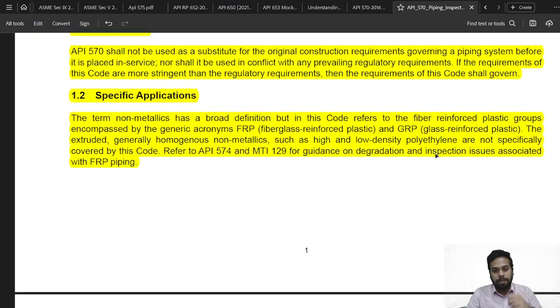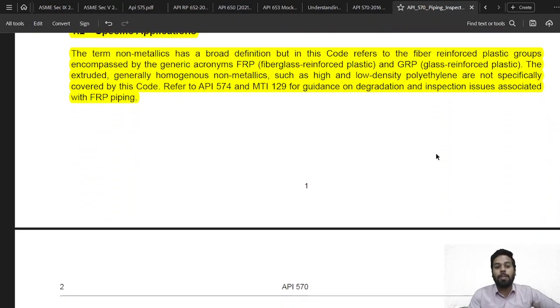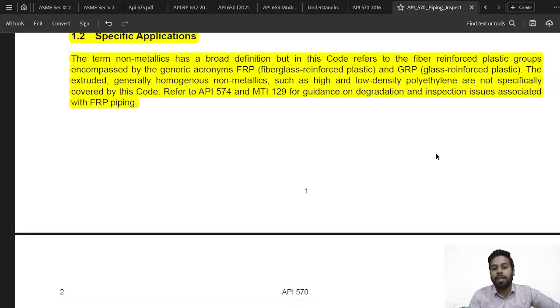Limitations we have seen. Specific application. The term non-metallics has a broad definition, but in this code refers to fiber reinforced plastic groups encompassed by the generic acronym FRP and GRP, that is glass reinforced plastics. The extruded, generally homogeneous non-plastics such as high density and low density polyethylene are not specifically covered by this code. So we can refer to API 574 and MTI 129 for guidance on degradation and special issues associated with FRP.